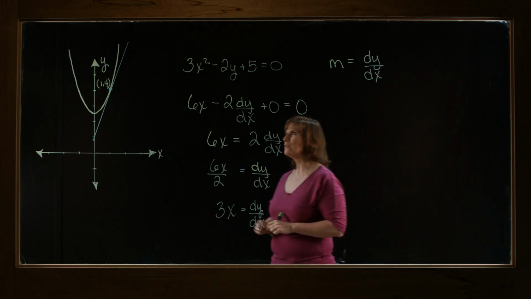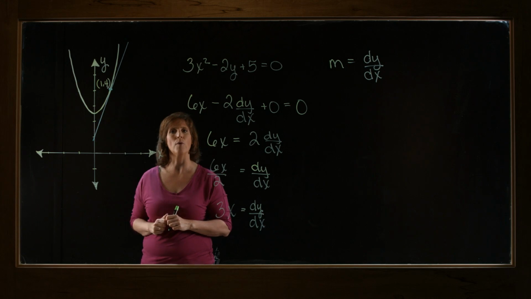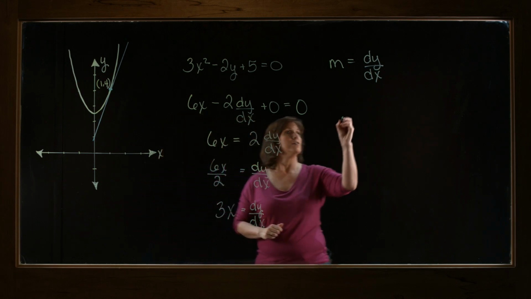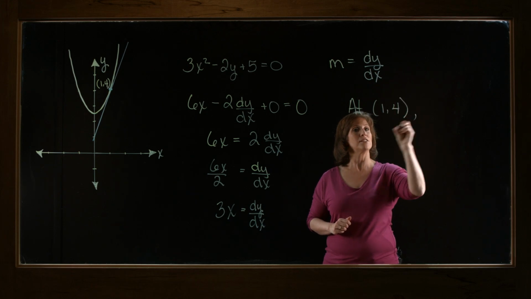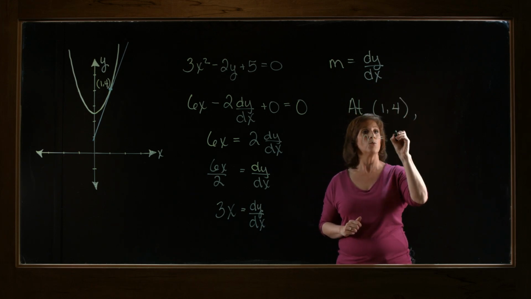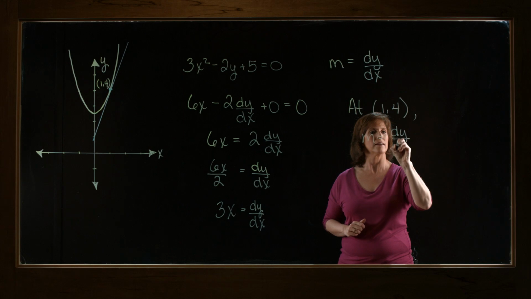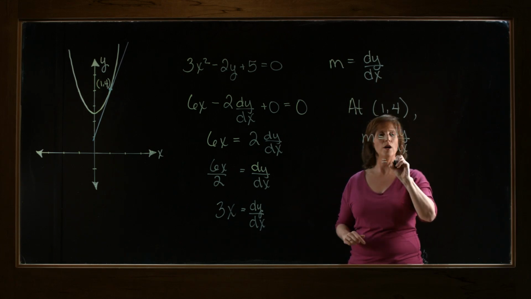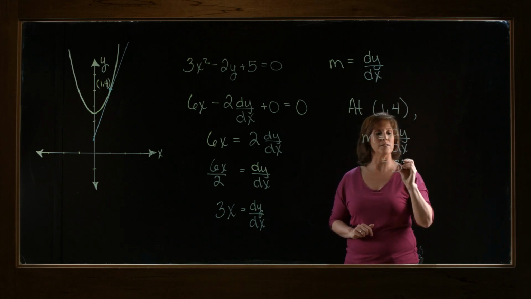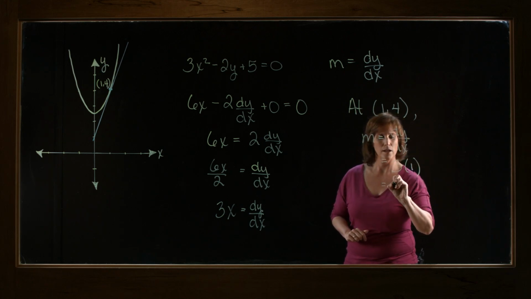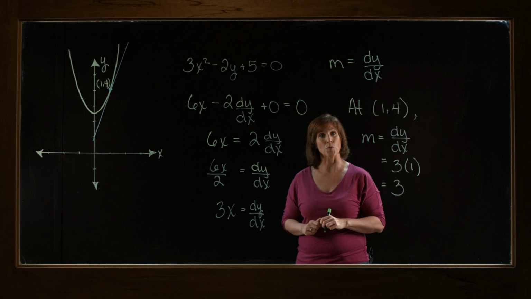In this problem, I'm interested in what's happening right here at the point (1, 4). So at the point (1, 4), my slope, which is dy/dx, is going to be equal to 3 times x. The x-coordinate at this point is 1. So my slope is 3.